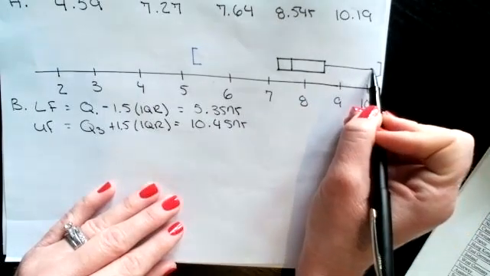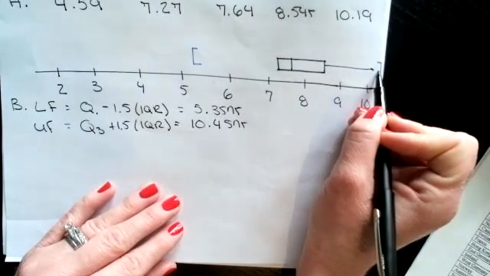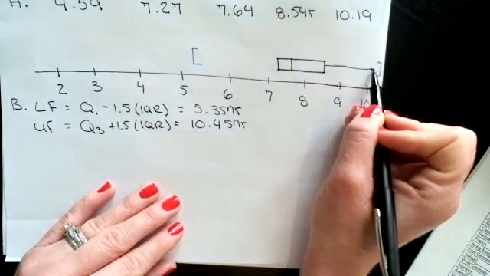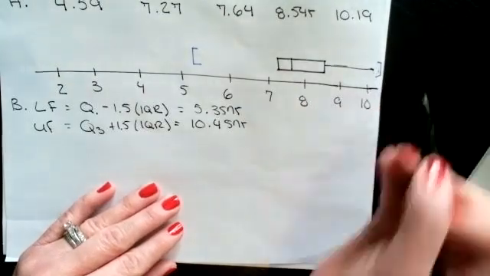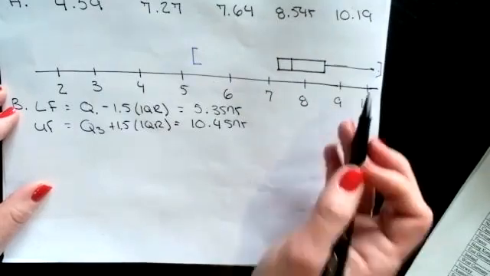So you have to draw your whisker to the largest value inside your upper fence, right? So you want to go all the way to the value that's closest to your upper fence, but it has to be inside the fence. It doesn't go outside, which we don't have to worry about. There's no outliers outside on that side.